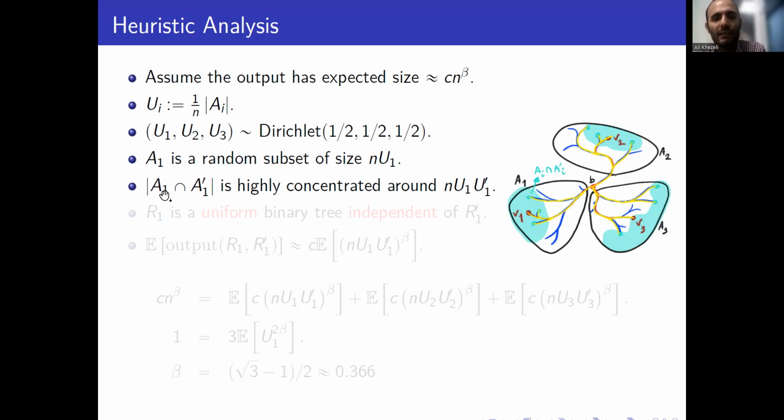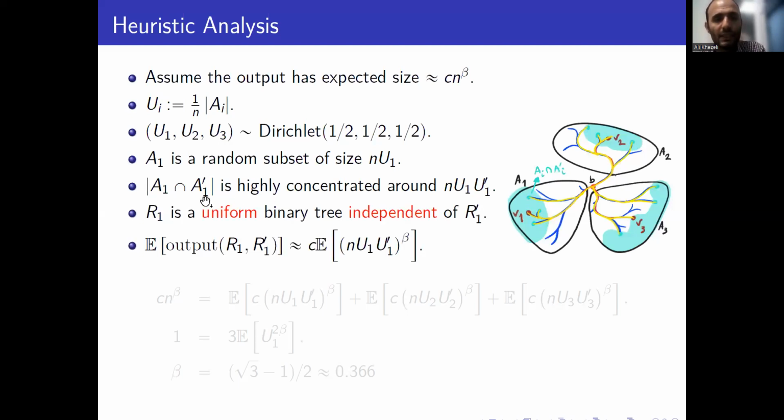And then Aldous proves that the intersection of these 2, which is random, is highly concentrated around its mean, its expectation. This is used in the computations. Another fact is that if we know the leaf set A1 and A prime 1, then R1, the yellow tree in this branch, is also a uniform binary tree on the first branch. And also this R1 is independent of R prime 1. This is also proved by Aldous.